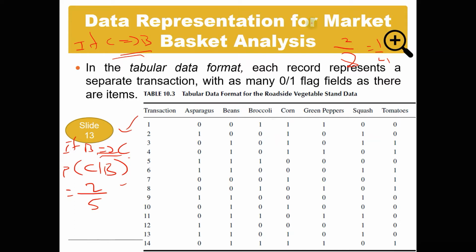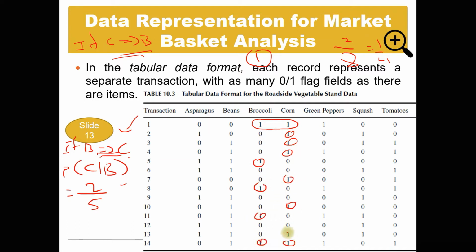Because if a confidence is 1, that does not mean anything if the support is too small. Why do I say so? Let's suppose you have only one transaction where broccoli and corn was bought, right? Only one transaction. The rest are 0 here. All these are 0.